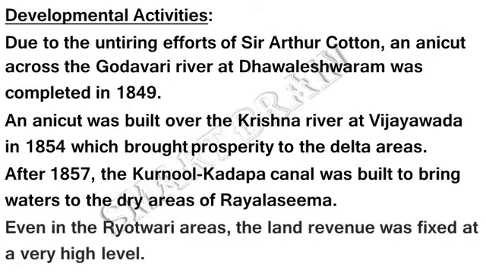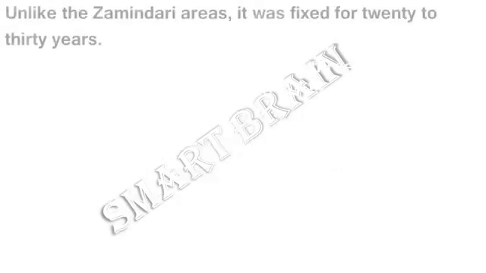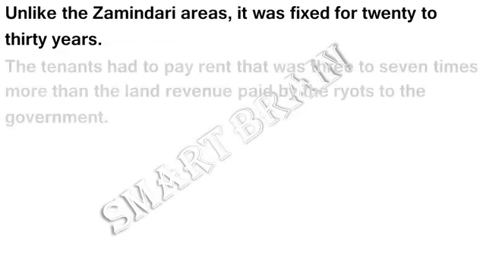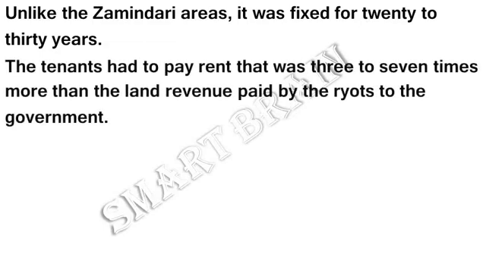Even in the Raitwari areas, the land revenue was fixed at a very high level. Unlike the Zamindari areas, it was fixed for 20 to 30 years. The tenants had to pay rent that was 3 to 7 times more than the land revenue paid by the ryots to the government.